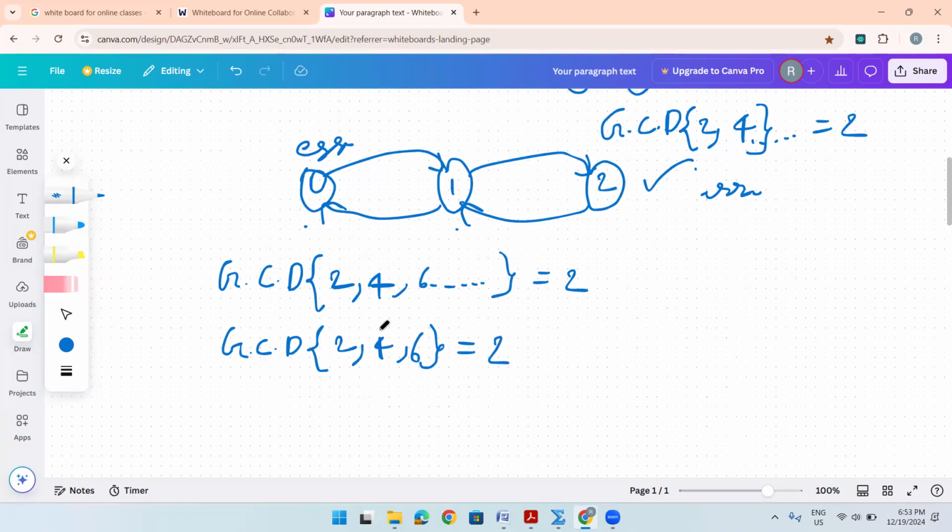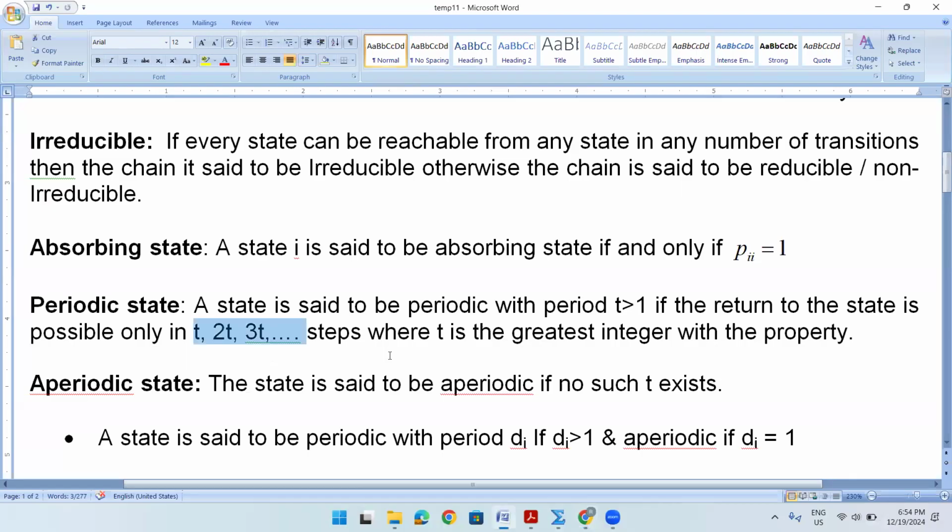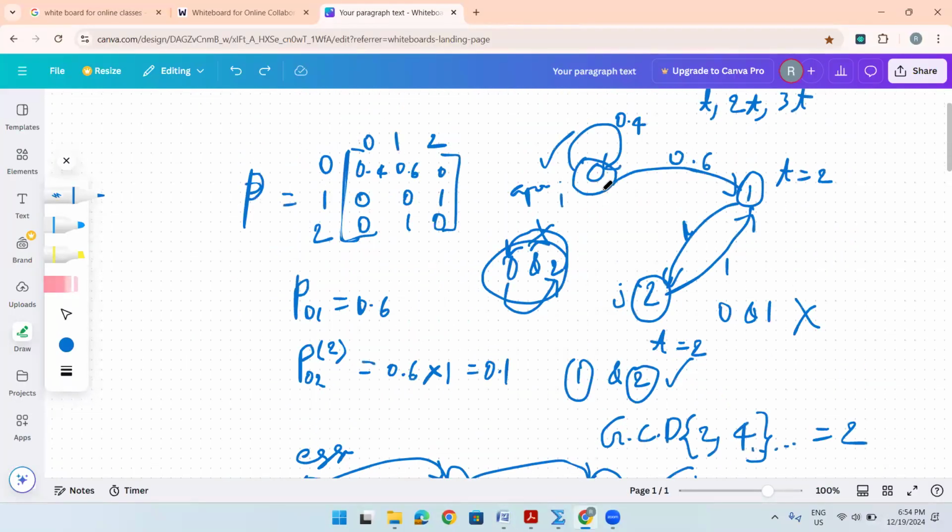So 2, 4. Here also the periodicity is 2. And 2 we also get: 0 to 1, 1 to 2. And 4 is also possible: 2 to 1, 1 to 0, 0 to 1, 1 to 2. That is 4. 2, 4, 6. Here also the same thing. So all these states are periodic states with period 2. So in these two examples, 0 is a periodic state, that is only 1, and next, 1 and 2 are periodic states with period 2.